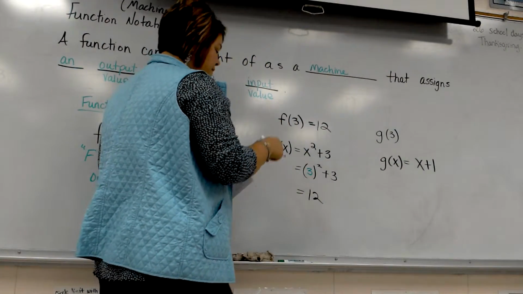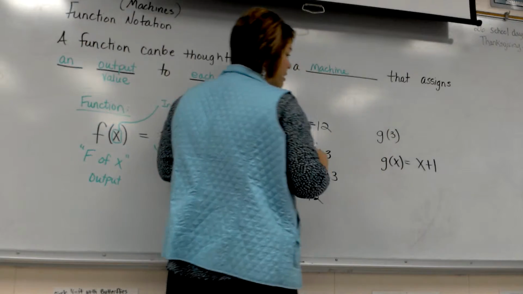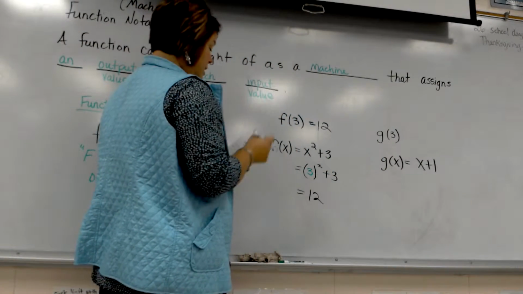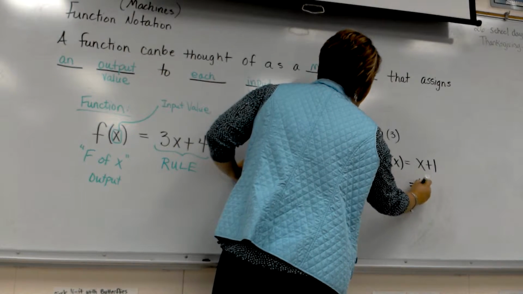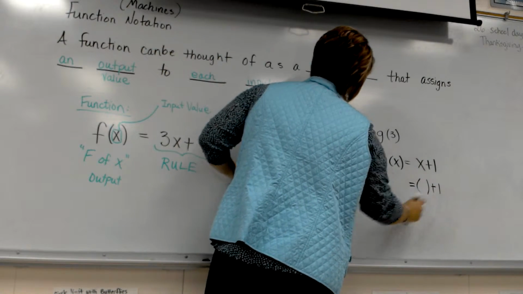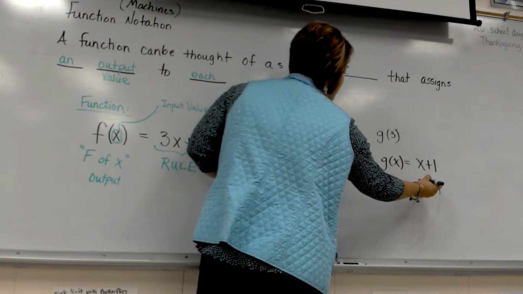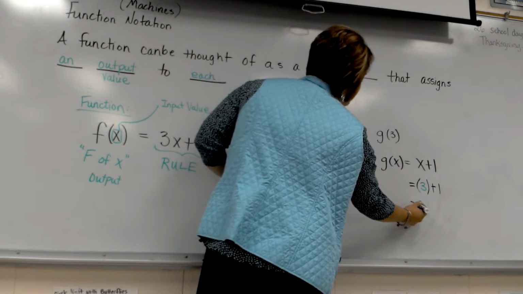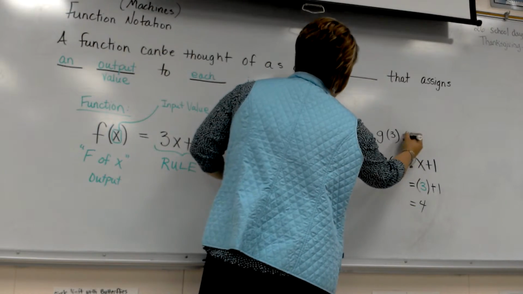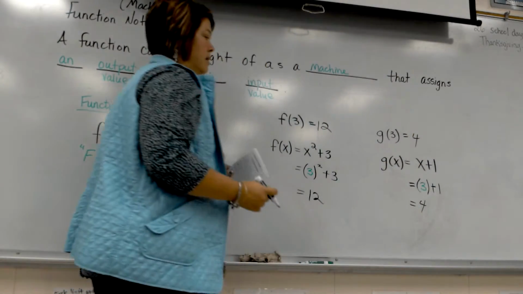So my input value for this is 3 again. It's not always the same, but I use the example twice. So in the place of x, I'm going to put what? I'm going to put that input value of 3, okay? And so this g of 3 is going to be equal to 4. So g of 3 is equal to 4, okay?